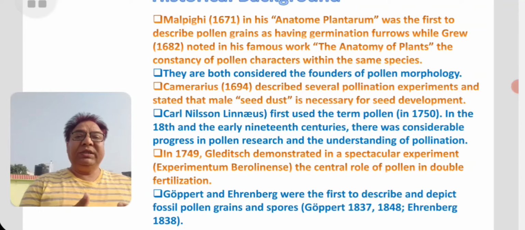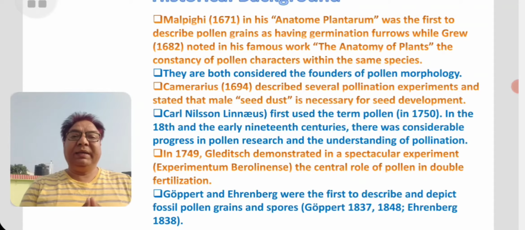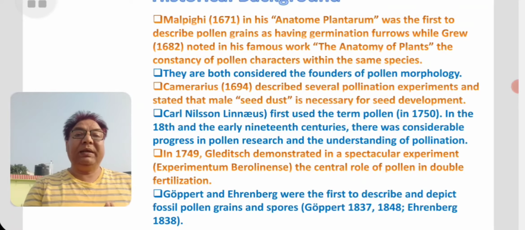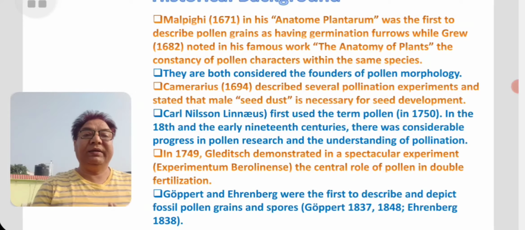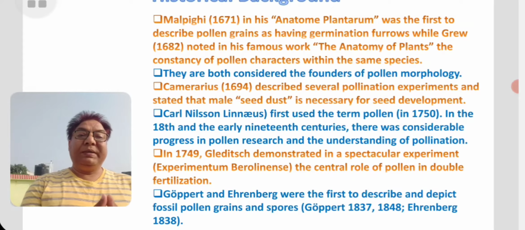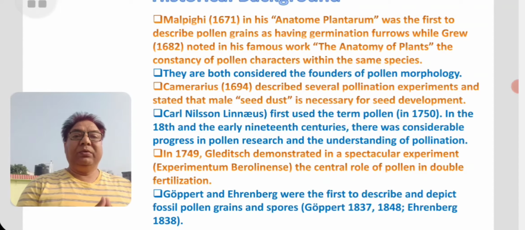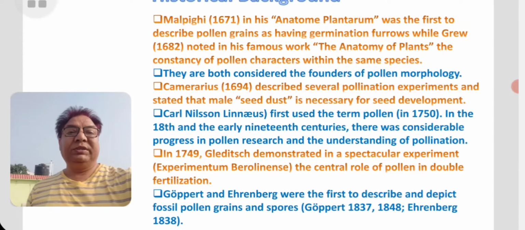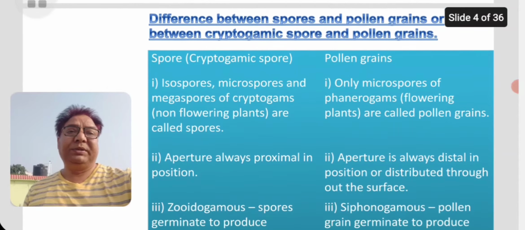After that, many things came up about the pollination mechanism. And then double fertilization was also discovered at about the same time. And Goppert and Ehrenberg were the people who studied microfossil spores and pollen grains. So this is the way the subject developed.